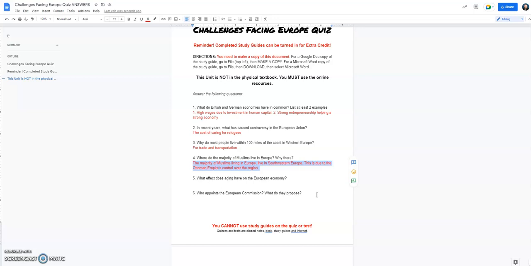So yeah, because of the vastness of the Ottoman Empire, because of their influence, a lot of Muslims live in southwestern Europe.